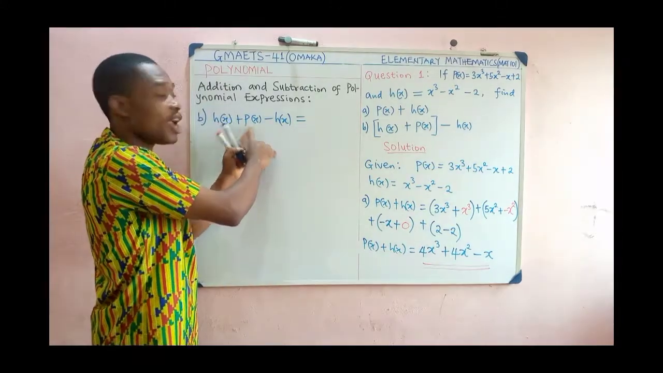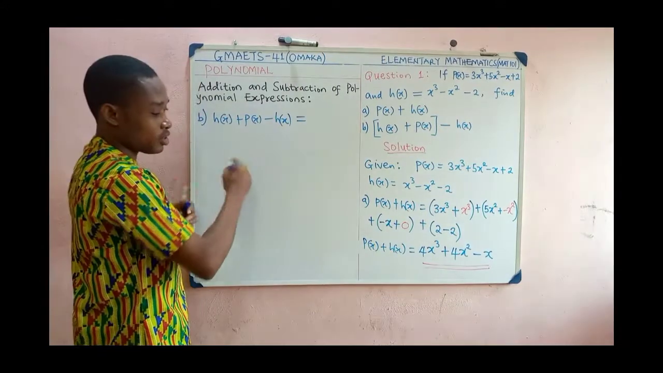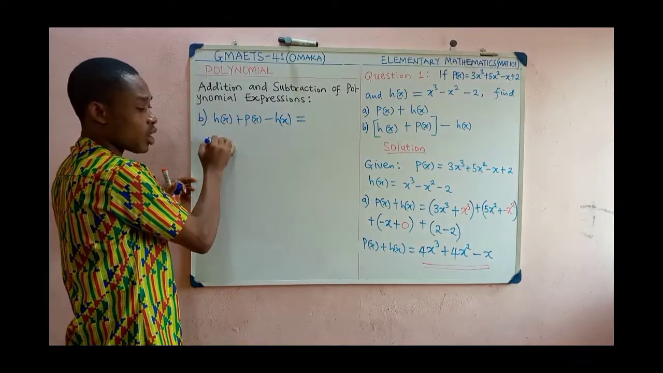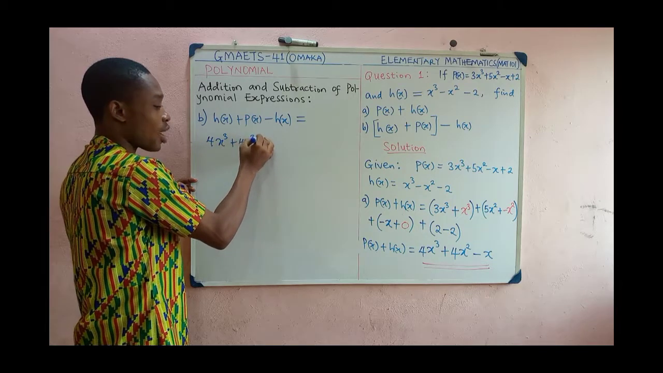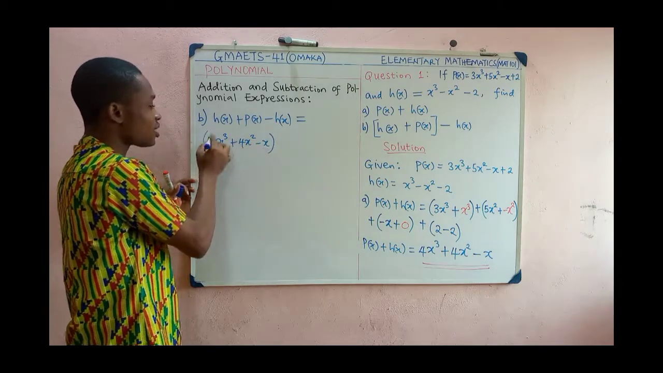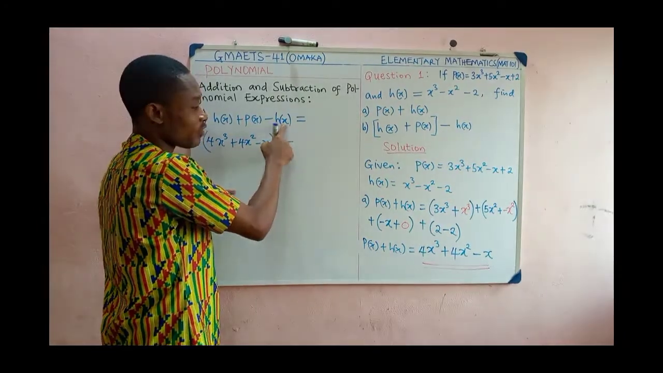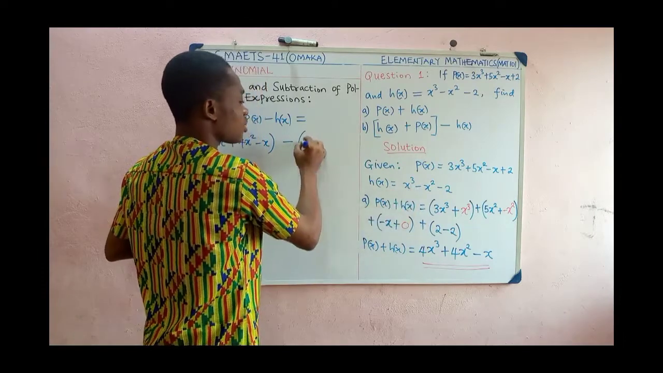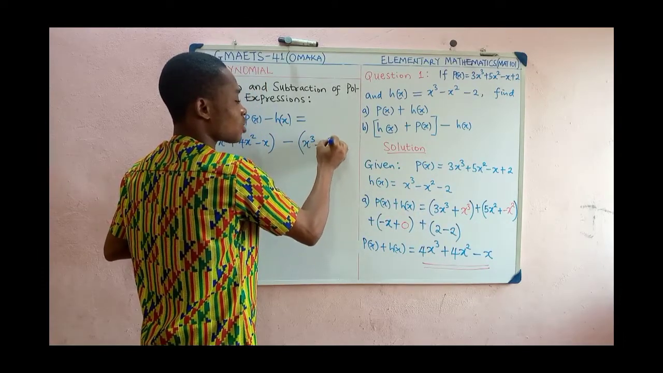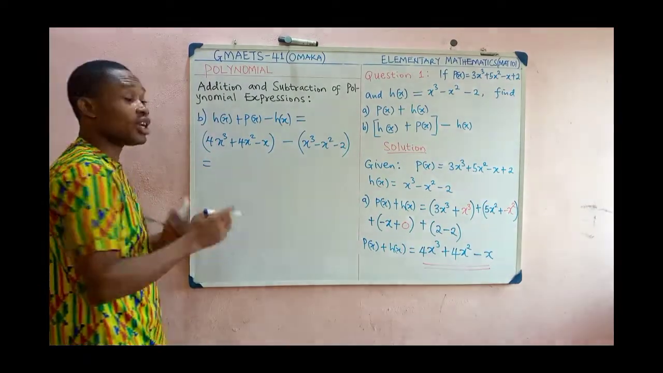p of x. H of x plus p of x, which we solved, is equal to this polynomial, the result. So I'll write 4x cubed plus 4x squared minus x. This is our h of x plus p of x. Then it's going to be minus h of x. And h of x is what? H of x is giving us x cubed minus x squared minus 2. So we're going to pick them like term by like term and then we'll work around it.